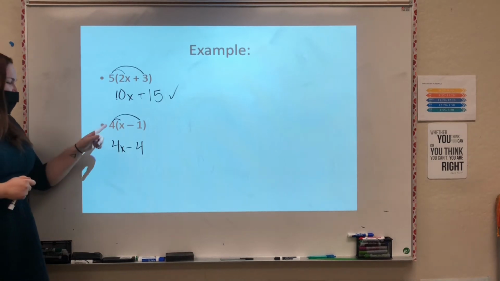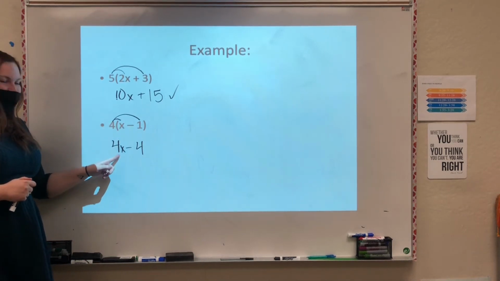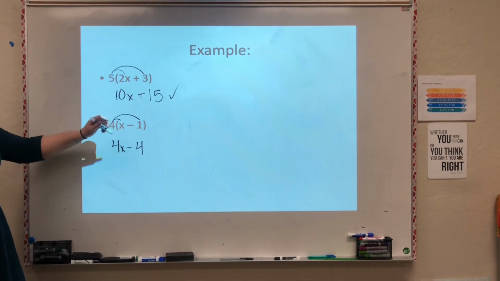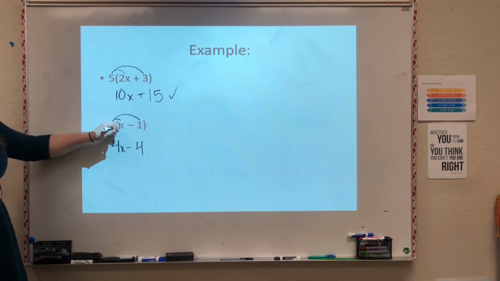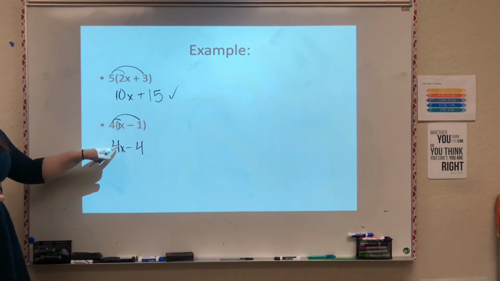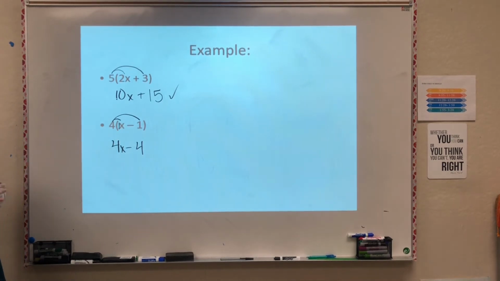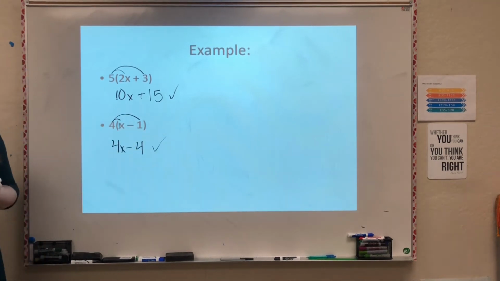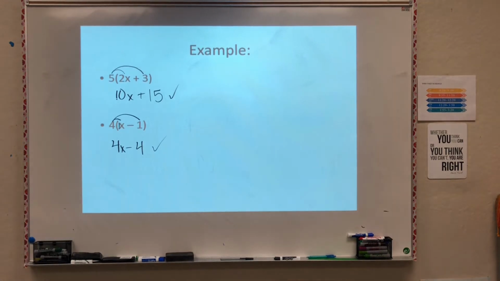Talk me through, how did you get 4 times x is 4x? Because an x by itself is just 1. Mm-hmm. An x by itself, yeah, it has a 1 in front of it. So we're really just thinking 4 times 1 to give us that 4. You didn't forget that x, which is good. And then the same thing here. How are you feeling about these? Good. I think it's just a lot of multiplying. You just got to know what to multiply. There are 3 for you to try if you want to do those on your paper.